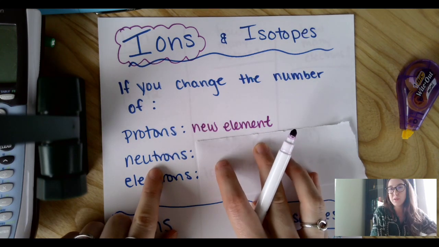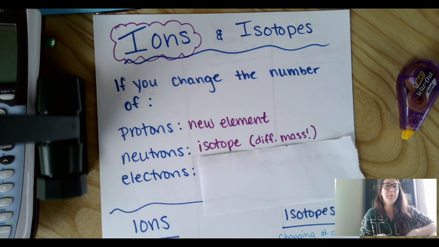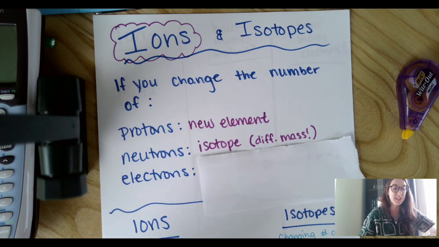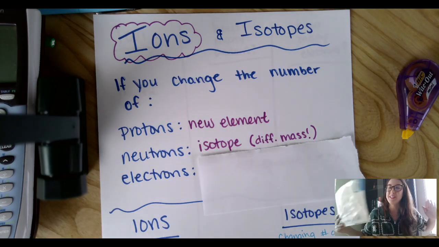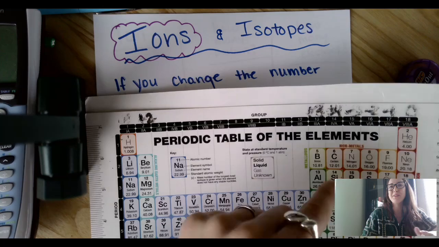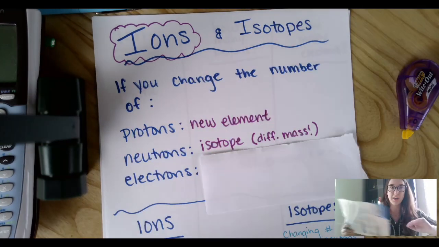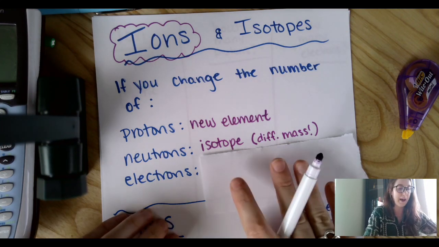Now, if you change the number of neutrons, you've got yourself a vocab word. You have made an isotope, okay? So when you change the number of neutrons, you have gotten yourself an isotope. And this is when the mass is going to be different. This is because neutrons are responsible for the mass of an atom for the most part. Again, you're still working with the same element, okay? So for example, I would have boron, right? But I have different versions of boron, right? Based on the mass. So when you change the number of neutrons, you get an isotope. And my next video will be on that.